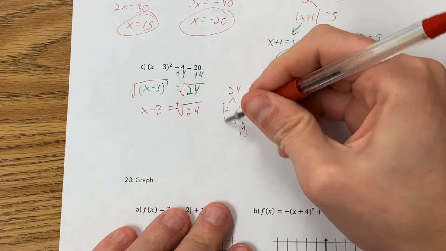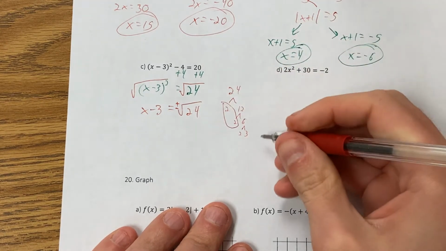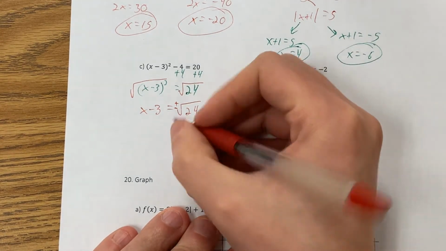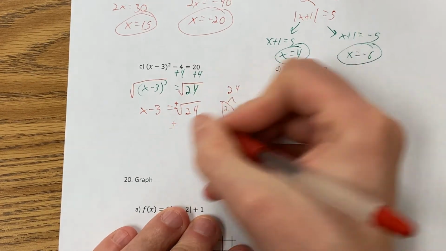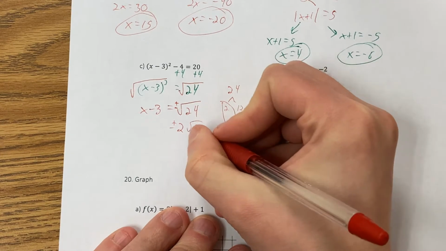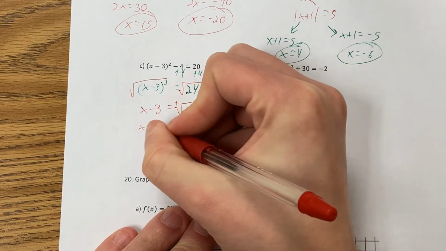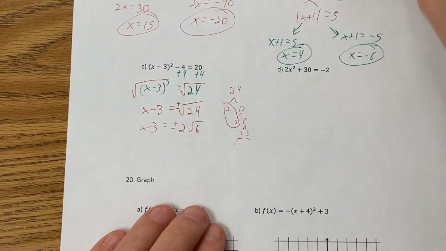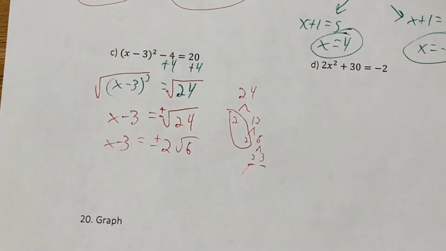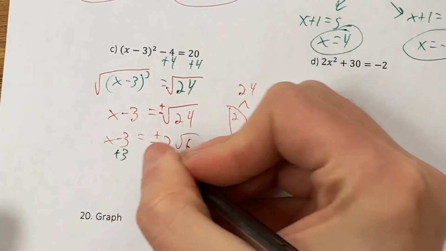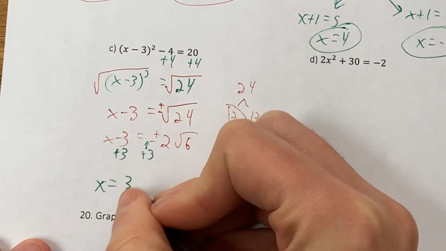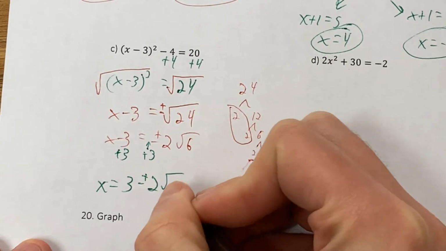So you look for 2 of a kind. And you have left over 2 and 3. So this would be plus or minus a pair of 2's, and then 2 times 3 is 6. So 2 root 6. Your final answer, after you add 3, you sneak it up front right there, is x equals 3 plus or minus 2 root 6.